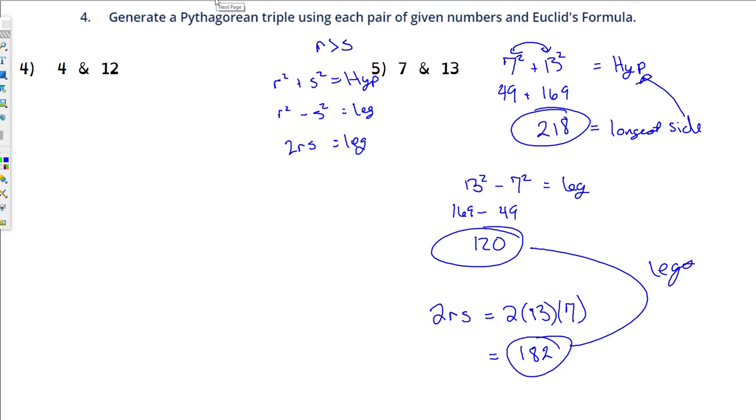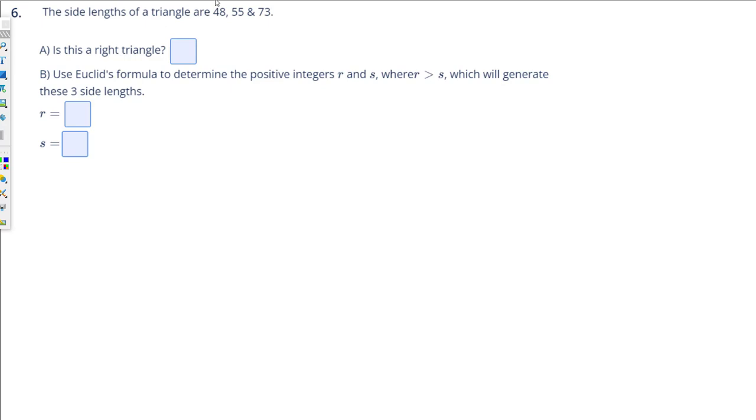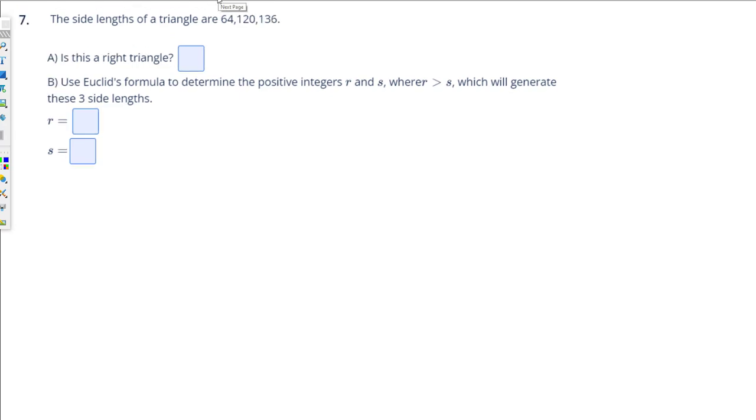Everybody ready to go into the next one? Again, we're going to be working with Euclid's formula. But we're going to try to decide what is the R and S that would create it. So first off, do you want me to do 6 or 7? 7? Okay. So we're going to take our 2 shortest sides and add them together squared to see if it's going to equal my largest side. Because that lets me know if it's a right triangle. So 64 squared is 496.